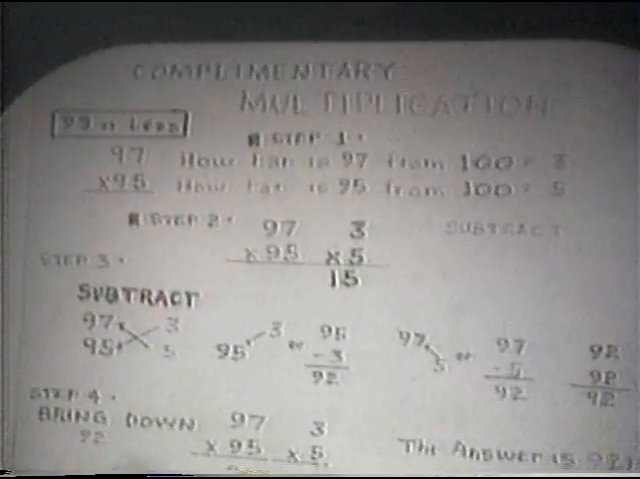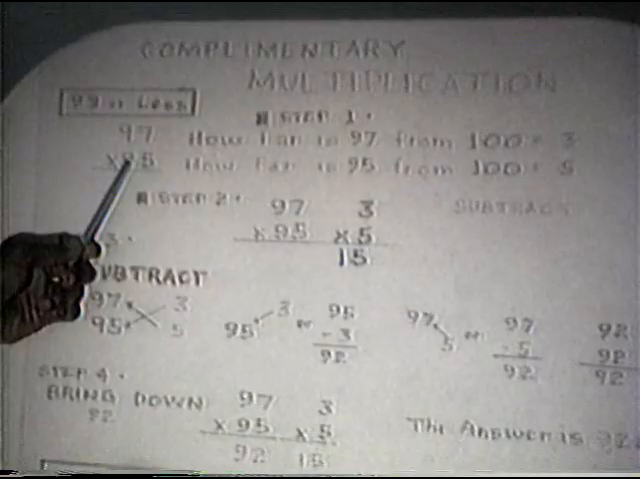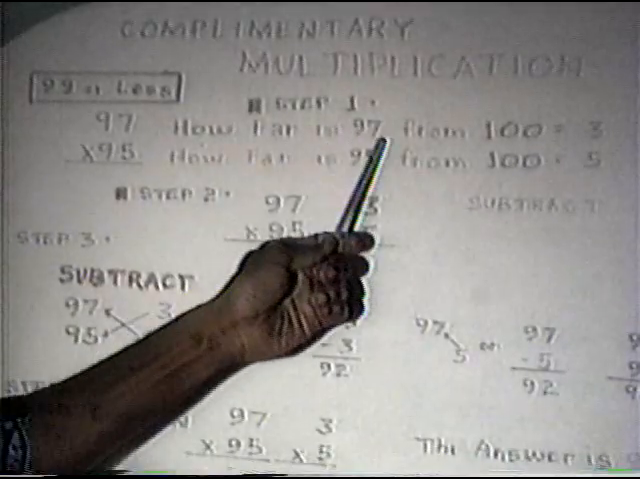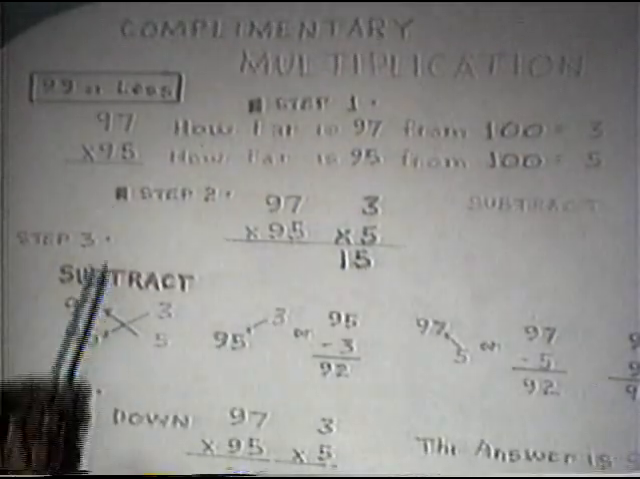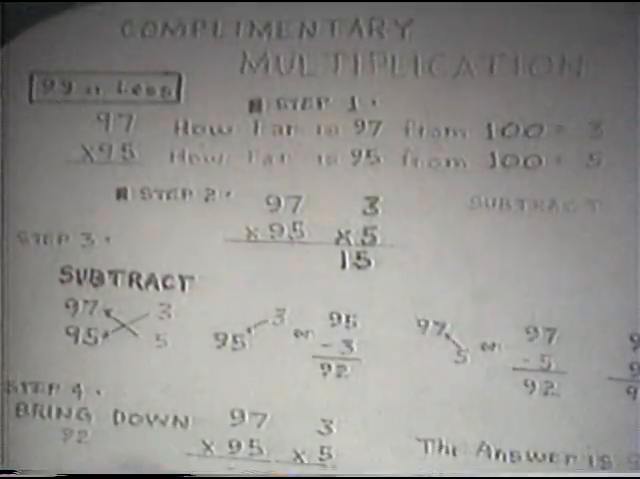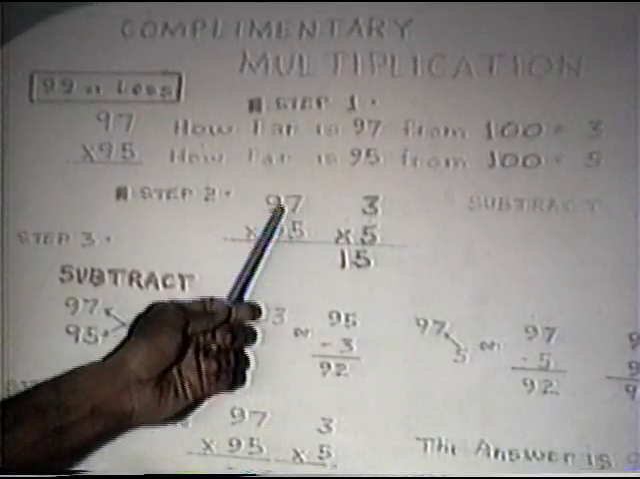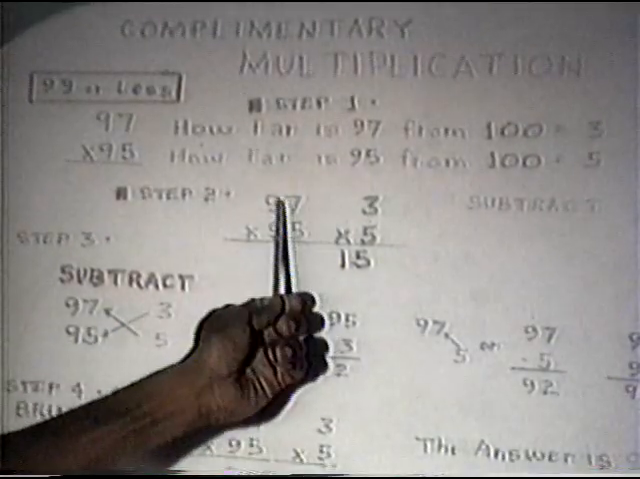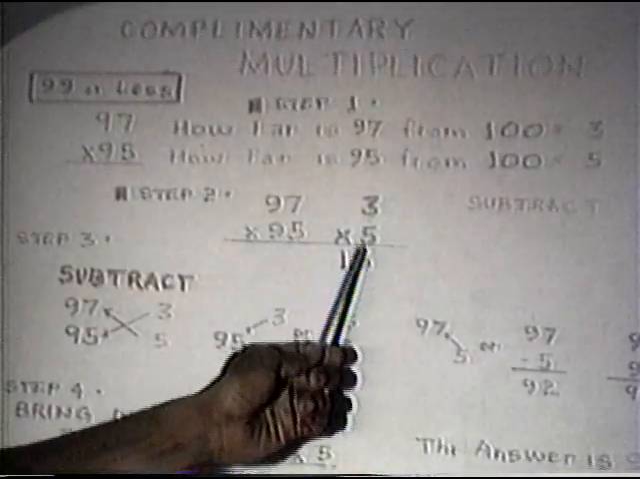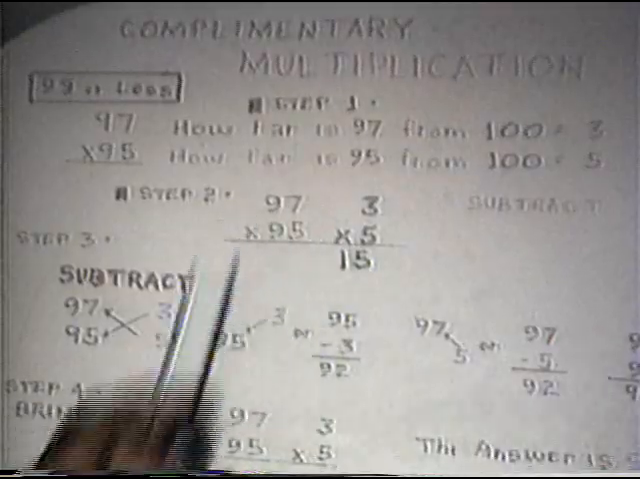Complementary multiplication is what we're doing for numbers that are 99 or less. 95 times 97, you say, what is the answer to that problem? First you find out how far 97 is from 100, that's 3. Then you find out how far 95 is from 100, that's 5. That's the first step. Second step, we multiply the 5 times the 3 and we get 15.